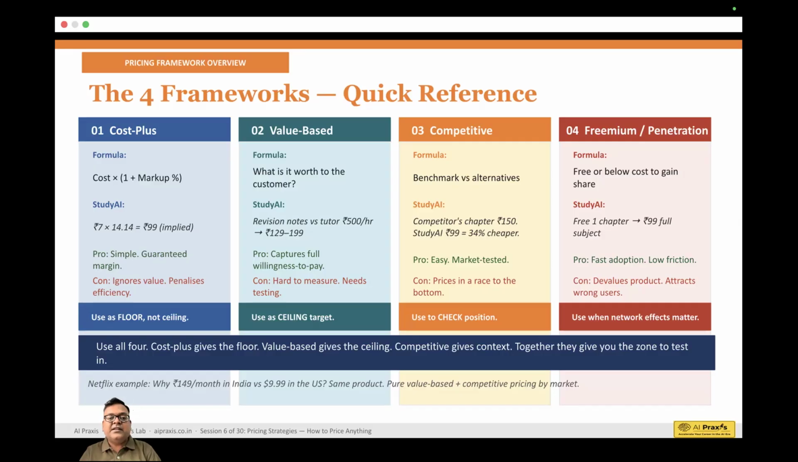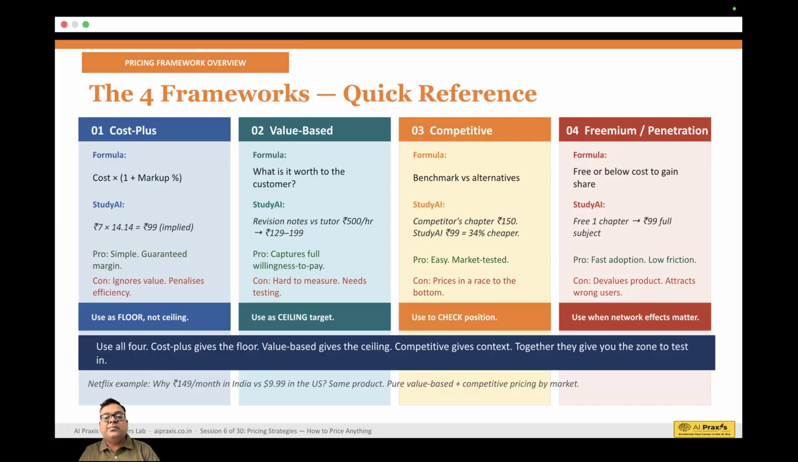Let's move to value-based pricing. The formula is very simple. Ask the question, what is it worth to the customer? What is the value that it's pricing? Revision notes versus a tutor, 500 rupees per month you want to spend, or revision notes that are going to actually help you. So from 129 to 199 you may charge. The pro is it captures full willingness to pay, but the con is it's hard to measure. It needs testing. You have to go and seek validation, not just from 50, 100, but maybe 500 such customers. Use this as a ceiling target.